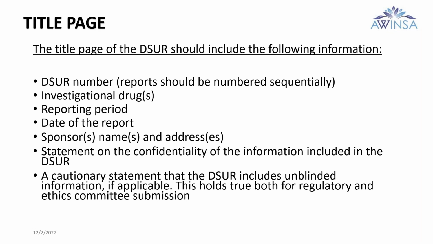Now, the title page of the DSUR should include some information like the DSUR number. And the important point is that reports should be numbered sequentially. Then the investigational drug name should be clearly presented on the title page, along with the reporting period, which is the annual reporting period, and the date of the report. Along with that, the sponsor name and address should be clearly mentioned on the title page, and then a statement on the confidentiality of the information included in the DSUR. And obviously, there is a cautionary statement that the DSUR includes unblinded information if applicable, and this is true both for the regulatory and the ethics committee submissions.